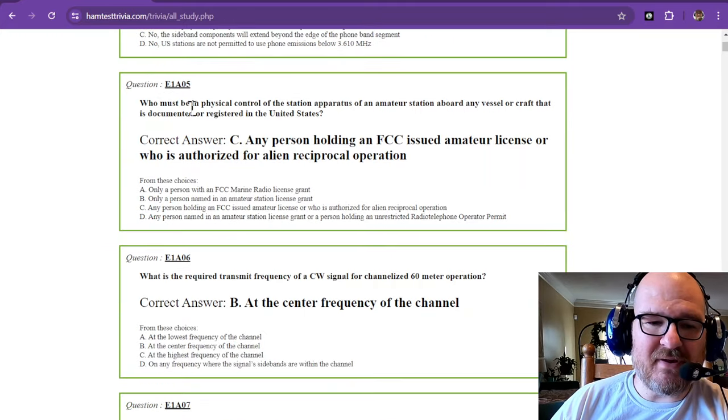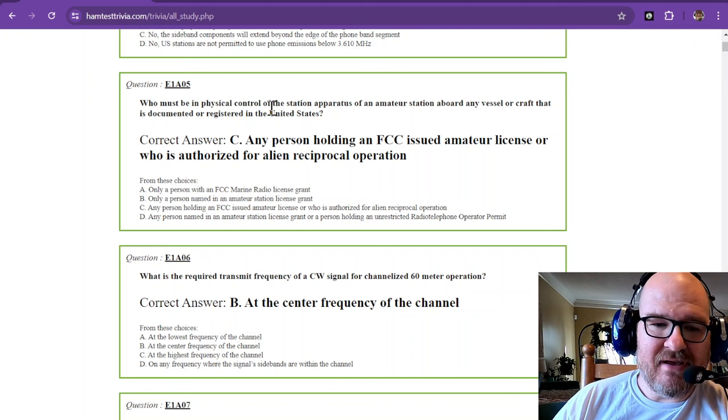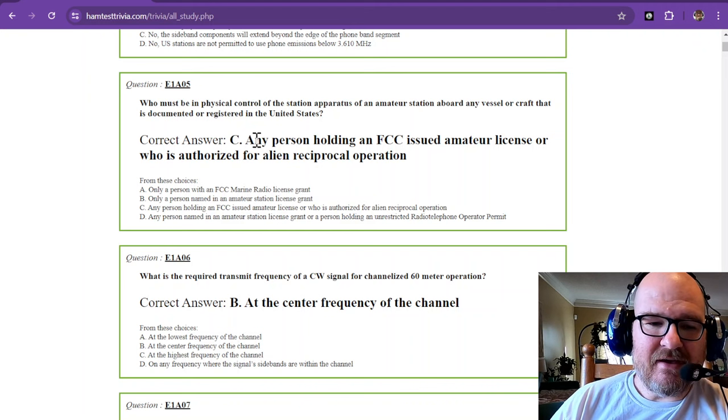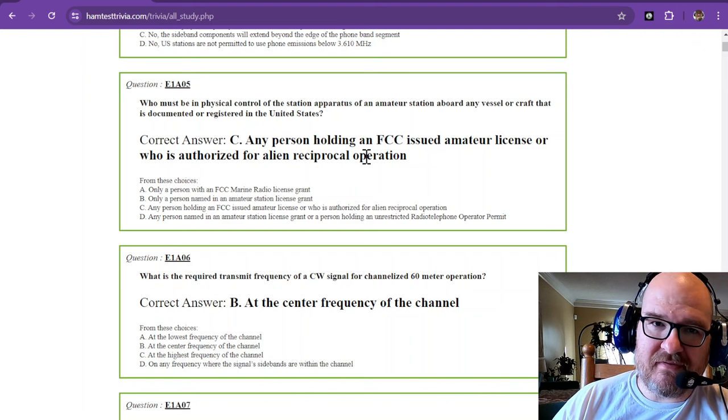Question number five. Who must be in physical control of a station apparatus of an amateur station aboard any vessel or craft that is documented or registered in the United States? And the correct answer is any person holding an FCC-issued amateur license or who is authorized for alien reciprocal operation. Now, your cruise ships, most of them are not owned and registered in the U.S., so you've got to make sure where that ship is registered.